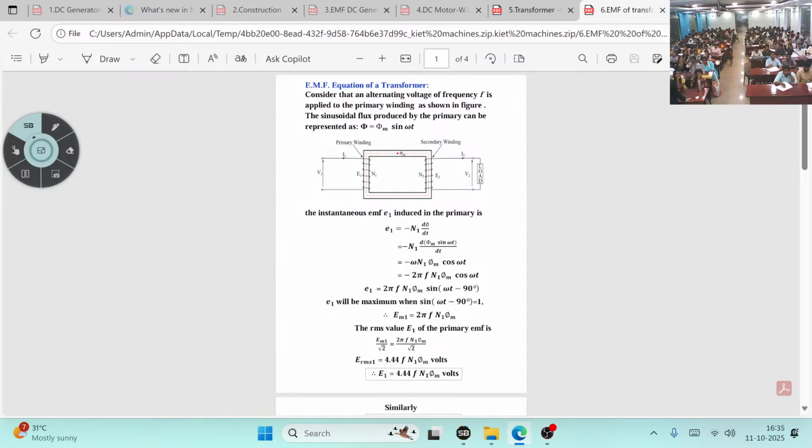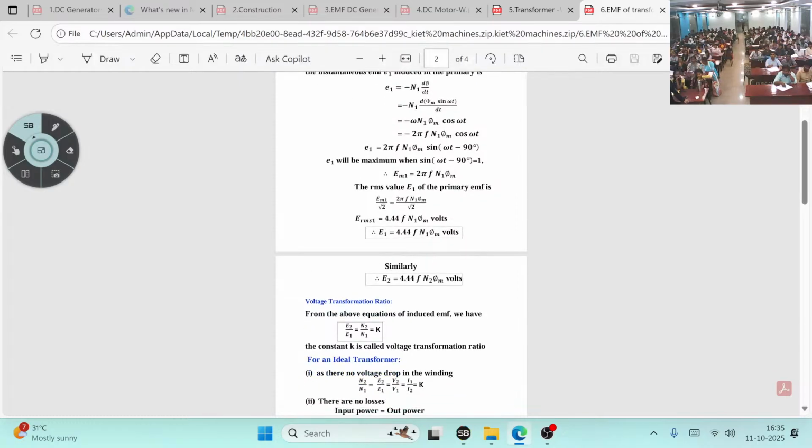E1 is equal to 4.44 F N1 phi max. But the procedure is different. You will get confused here. So don't use this notes' derivation. We will do the problems. Finally, we will get the same one. Nothing will happen.